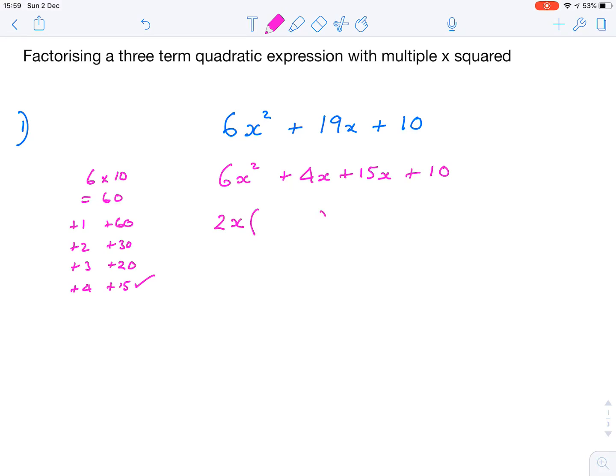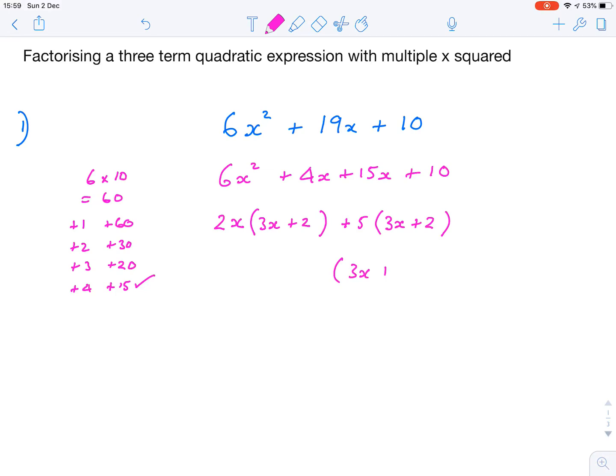We'll always be able to get an x, but this time I can get 2x. And I rebuild that expression. What do I multiply 2x by to get 6x squared? 3x. What do I multiply 2x by to get plus 4x? Plus 2. Now if this expression factorises, that will also be a factor at the back of the expression. And what do I multiply that bracket by to get plus 15x plus 10? Answer, plus 5. 5 times 3x is 15x, and 5 times plus 2 is plus 10.